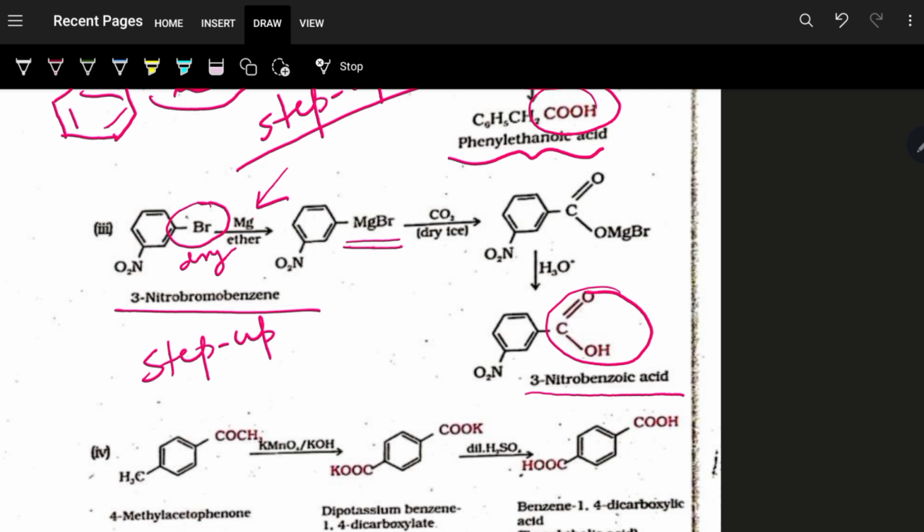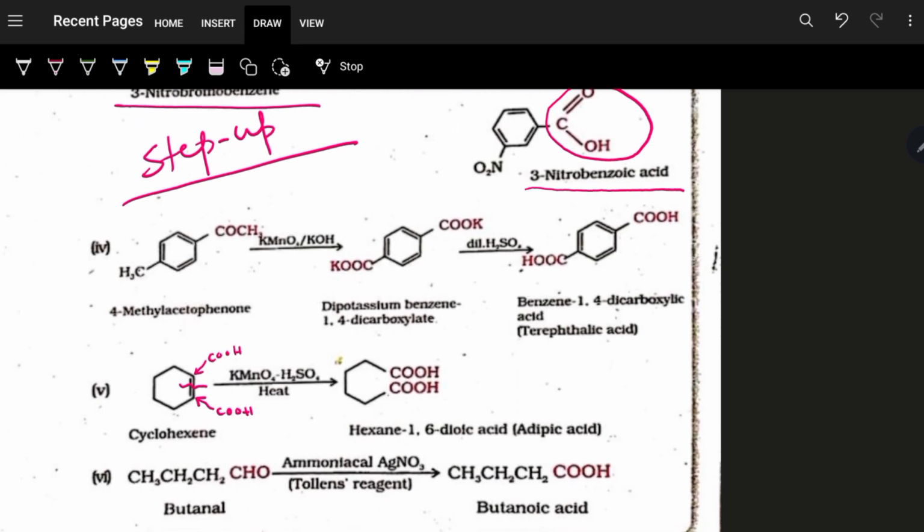Now I can give CO2, dry ice, and what happens is this R minus is attacking and this opens up as O minus holding MgBr, followed by hydrolysis and you get the carboxylic acid. So it is ascending method, step up method.